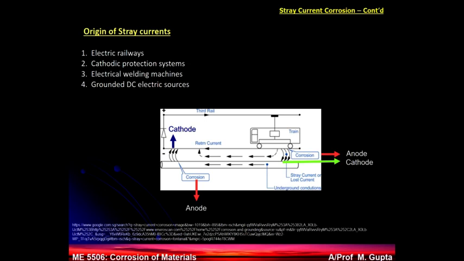Now, where the current is coming out, that becomes an anodic area. So this part of the pipe becomes anodic, and the corrosion takes place, and it's a localized corrosion because the current is leaving at a certain point and going back. This becomes an anode here, and wherever it goes back, that becomes a cathode. So the stray current can create anodic and cathodic sites and lead to corrosion.